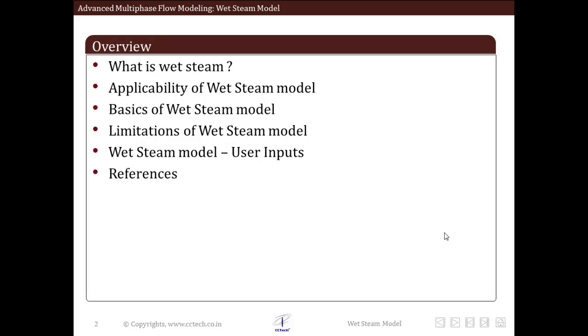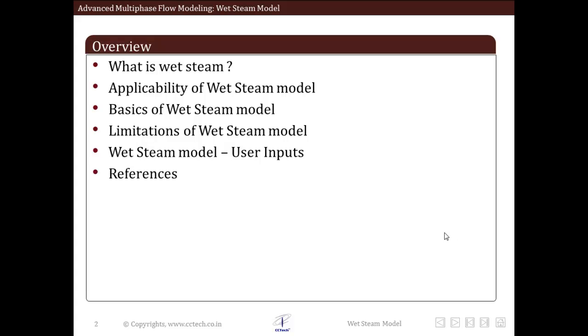Before we begin, let us have an overview of what we are going to study in this particular lecture. First, we will see what is wet steam. Then we will see applicability of the wet steam model. Where do we apply the wet steam model? For what specific problems do we use the wet steam model? After that, we will see the basics of wet steam model. What is the concept behind the wet steam model? How does it model wet steam, etc.